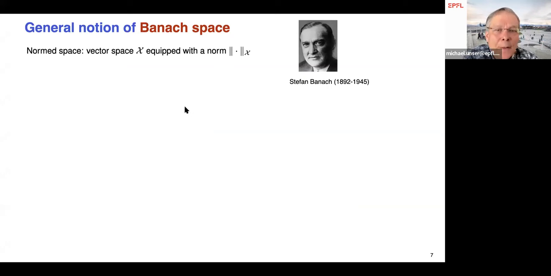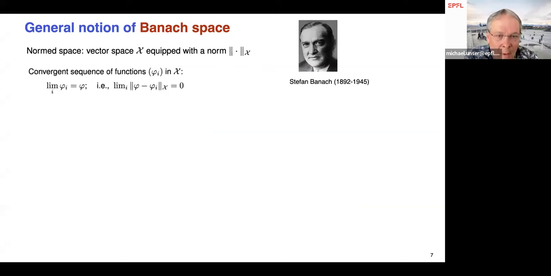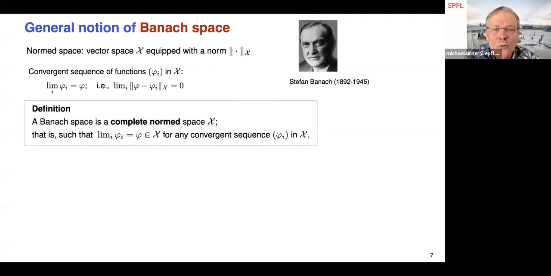Underlying here, I have the abstract notion of a Banach space. So what is a Banach space? It's simply a vector space, but equipped with a norm. But what's important in the notion of a Banach space is also that the space needs to be complete. That is, if you have a Cauchy sequence of elements in that space, then the limit points should also be in the space.